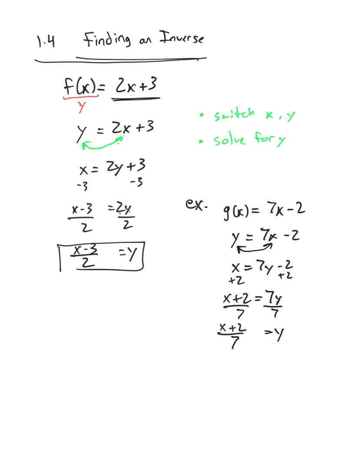All right, so there's all the work. We end up with y equals x plus 2 over 7. Now you can in the end replace y to say the g inverse of x is x plus 2 over 7. So we've just flipped the x's and y's, and we just note that in the notation with g inverse of x.